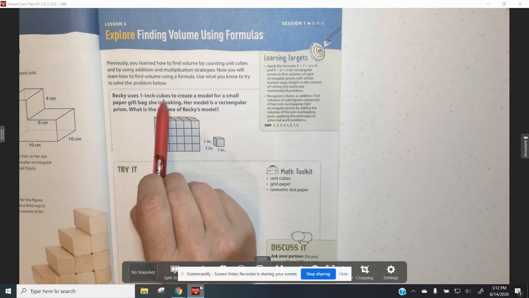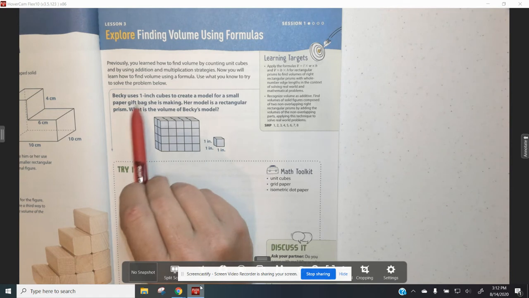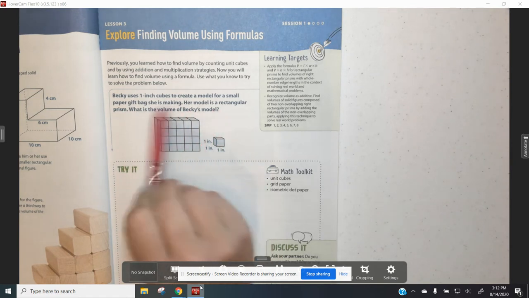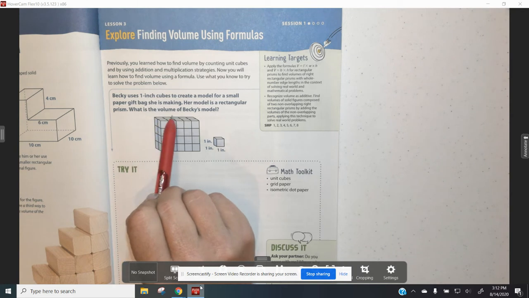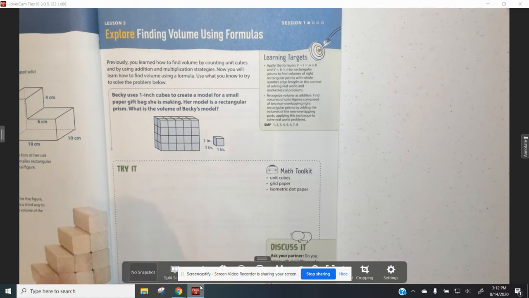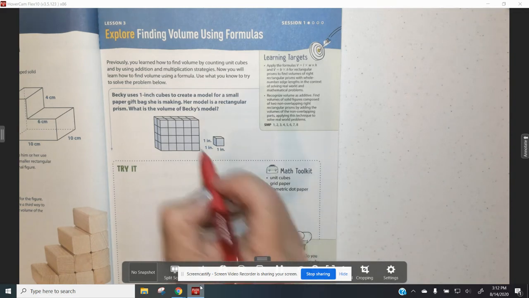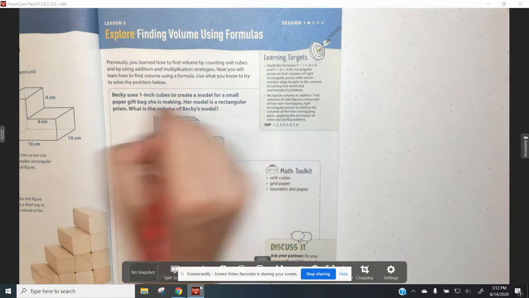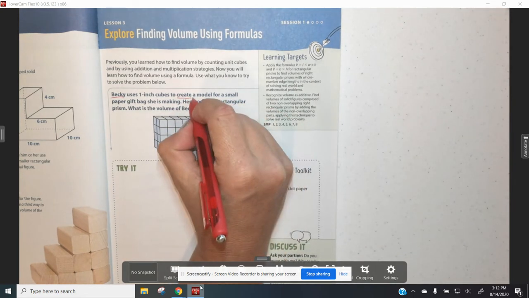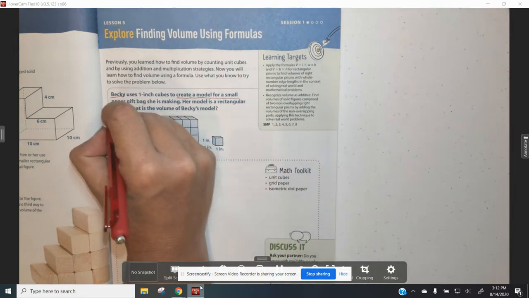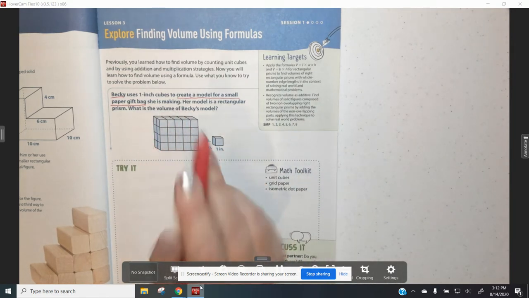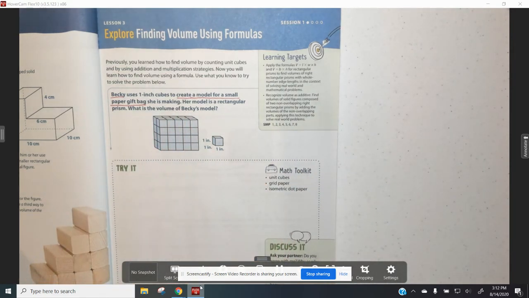Becky uses 1-inch cubes to create a model for a small paper gift bag she is making. Her model is a rectangular prism. What is the volume of Becky's model? So the first thing that we need to do is, what is this problem about? It is about Becky, who's creating a model for a small paper gift bag. So she's not creating the gift bag, she's making a model for it.